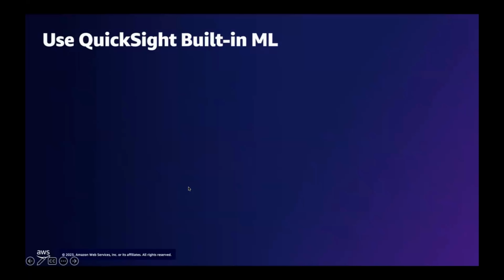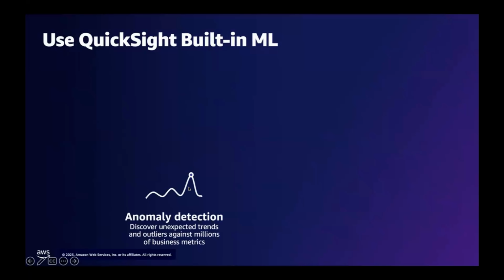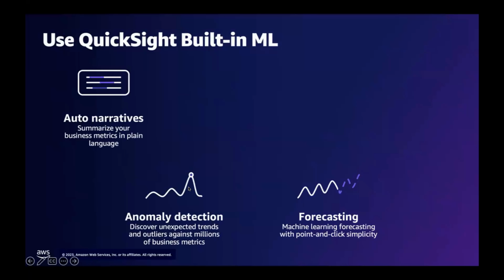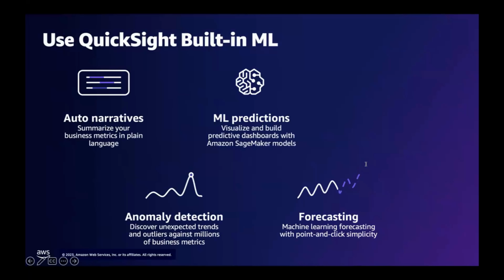So the built-in capabilities are anomaly detection, which discovers unexpected trends or outliers in your data. Forecasting, which forecasts your key business KPI. Auto narratives that tell stories about your data in natural language. ML predictions that help you build predictive dashboards with Amazon SageMaker models. And finally, Q, where you can ask questions in natural language and get answers.